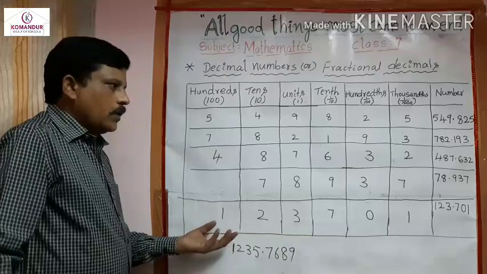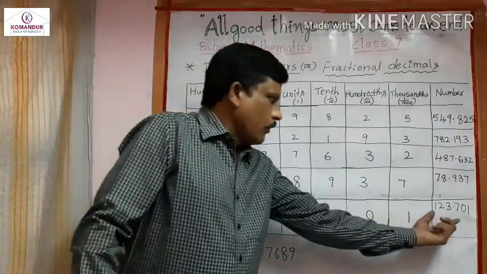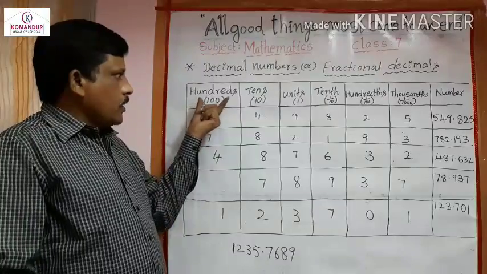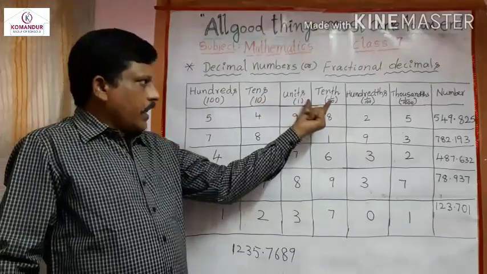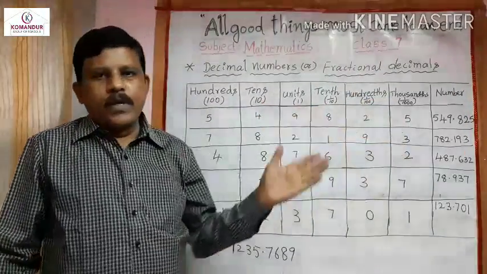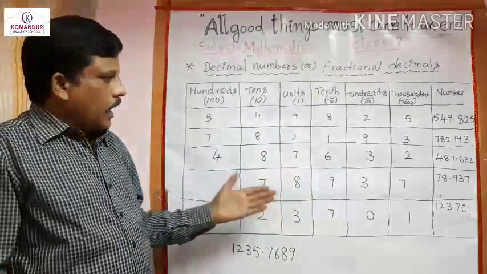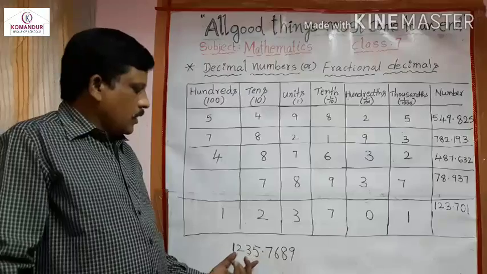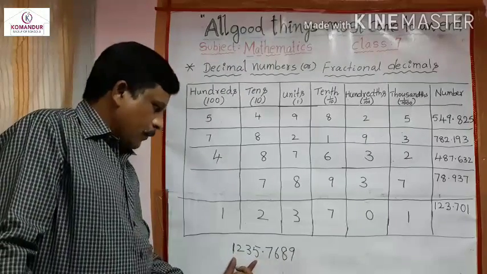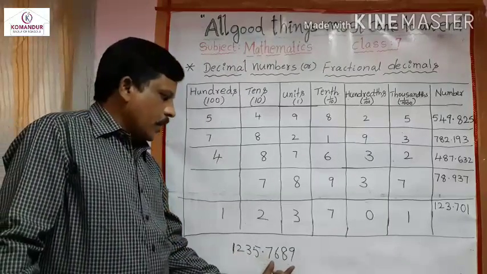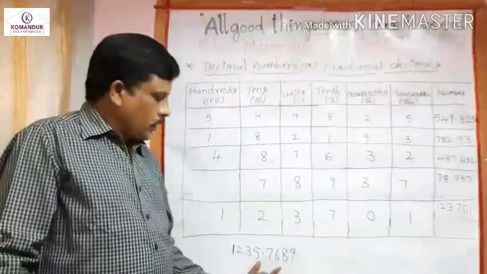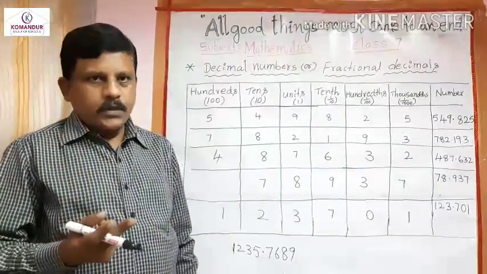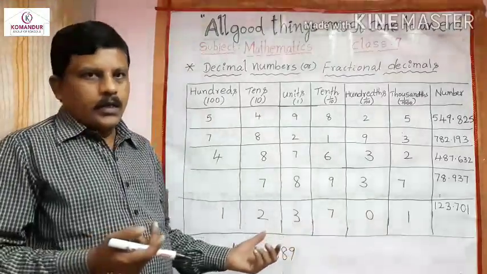So like that, when a number is given, this is how we fill these blanks: hundreds place, tens place, units place, tenths place. Then they will ask for the number. That is how we fill the table. Now it is clear: the decimal's left side is the integral part, and the right side is the decimal part. So every decimal number has two parts, the integral part and the decimal part.